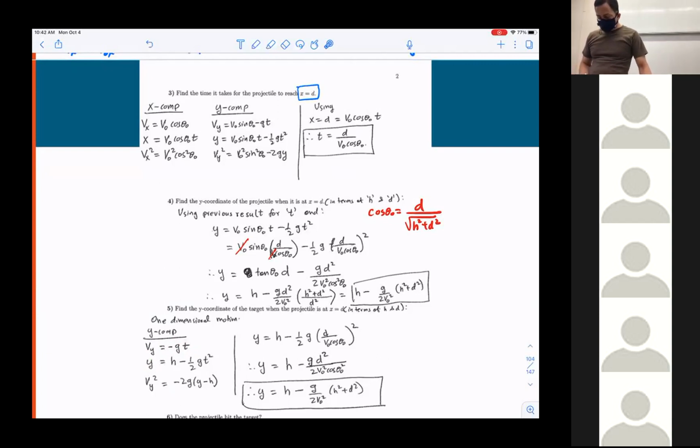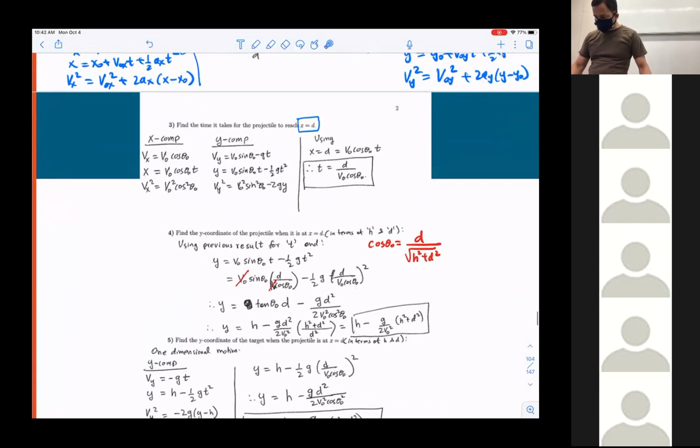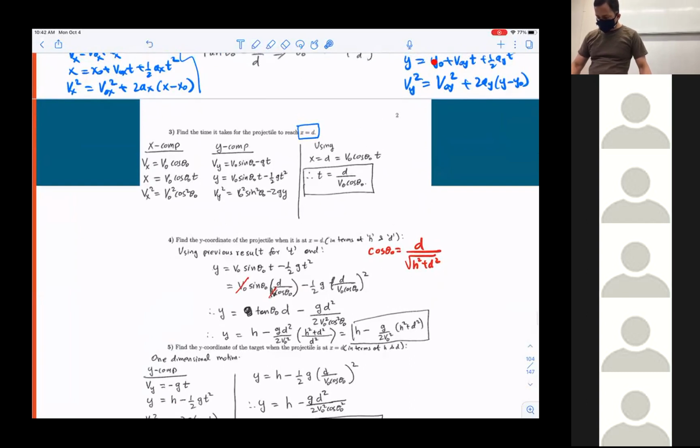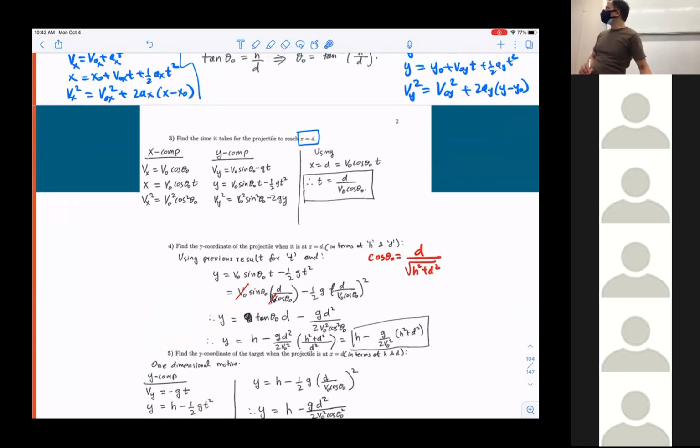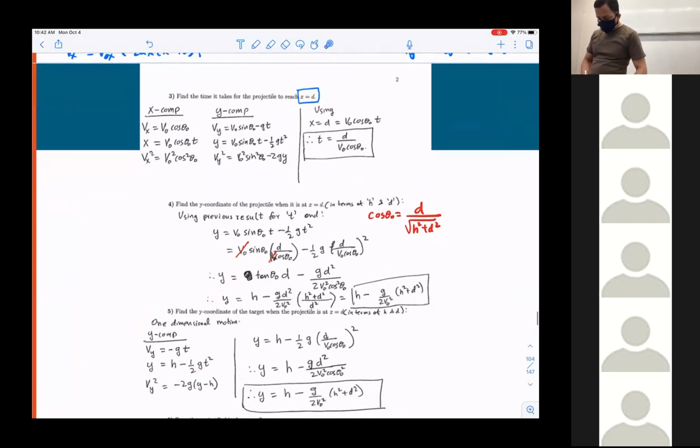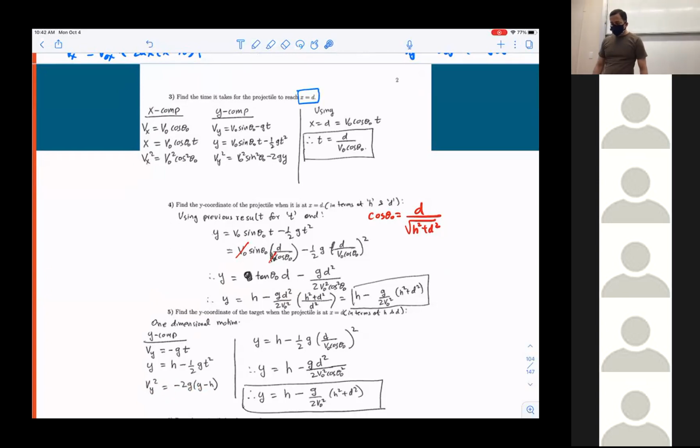Then the y is equal to the y naught, which is h, right? Y naught is h. V naught y is 0, so this term doesn't contribute. And ay is minus g, so you end up with minus 1/2 gt squared. And then there's this last equation, which is vy squared equals v naught y squared, which is again 0 here, minus 2g times y minus y naught. And the thing we're interested in is the height. This is the equation that we're interested in.